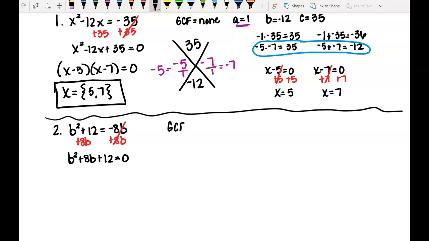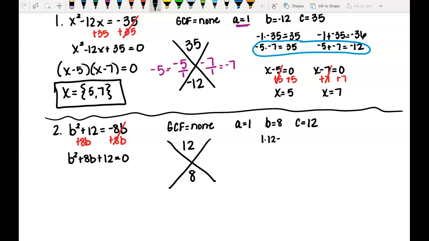So again, now my GCF in this case is none because a is equal to 1, so I'm not going to have a greatest common factor. So I have a equals 1, b equals 8, and c equals 12. Set up my x. 1 times 12 is 12, b is 8. So I need two numbers that multiply together to equal 12 and add up to 8. Both my product and my sum are positive, which means both of my factors are positive.